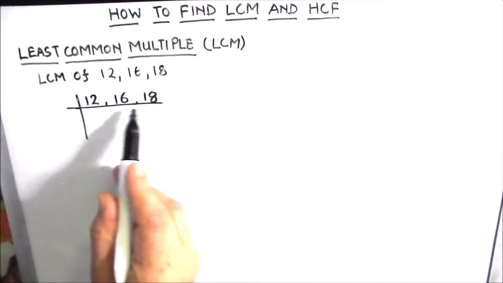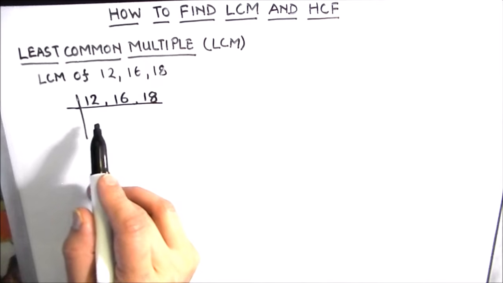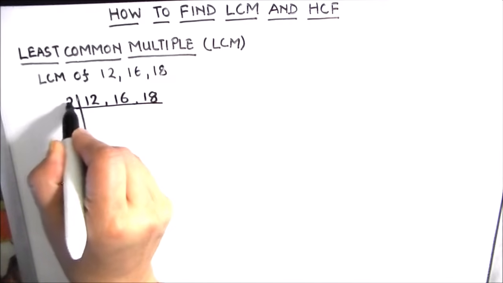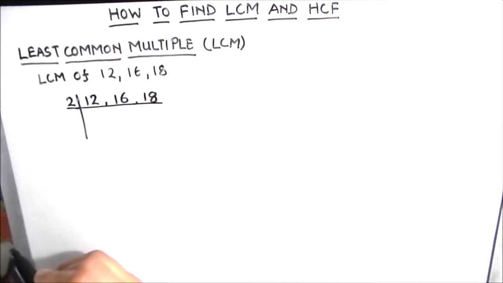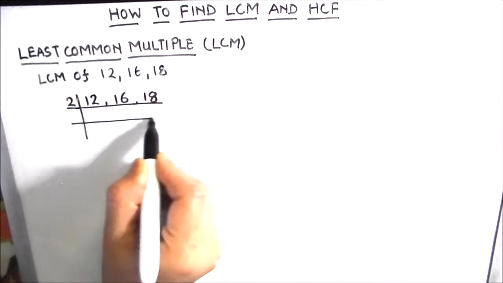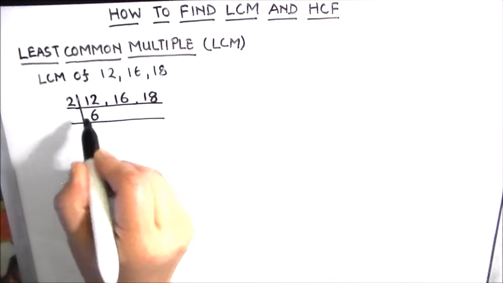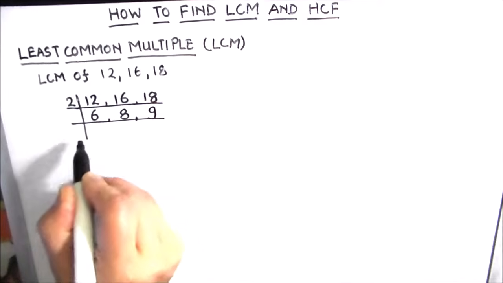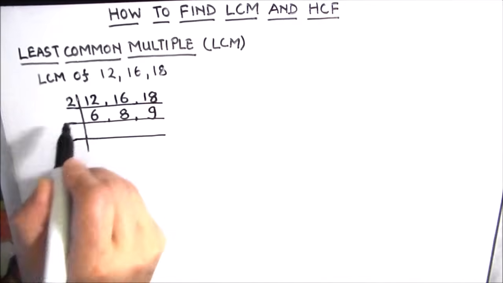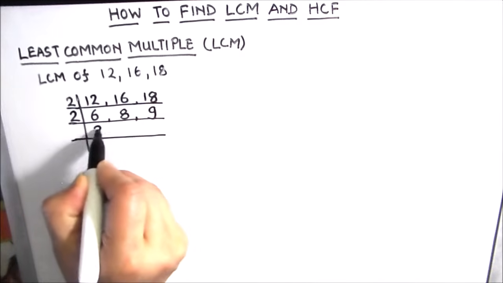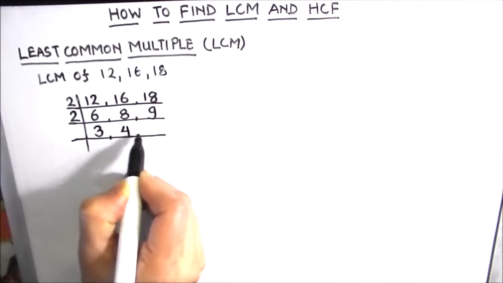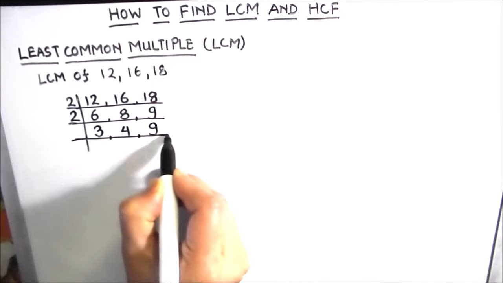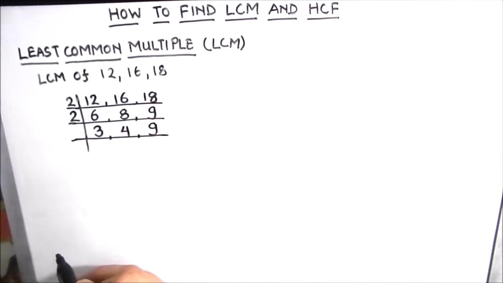As all these three numbers are even numbers, our first common factor for the three numbers will be 2, because 2 is the common factor of all the even numbers. So we'll divide all the three numbers by 2. 2 times 6 is 12, 2 times 8 is 16 and 2 times 9 is 18. Next we have two even numbers, so we can again divide by 2. So 2 times 3 is 6 and 2 times 4 is 8. And 9 is not fully divisible by 2, so we'll write it as is.